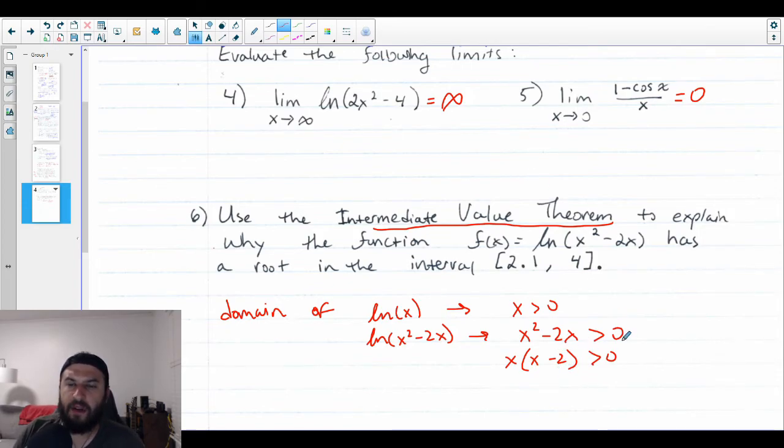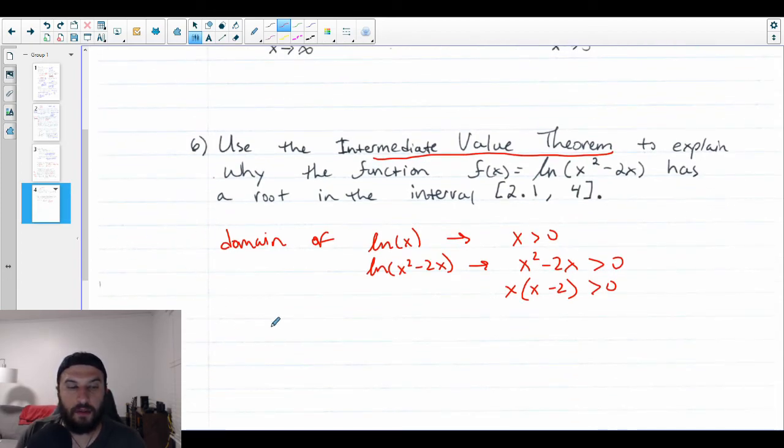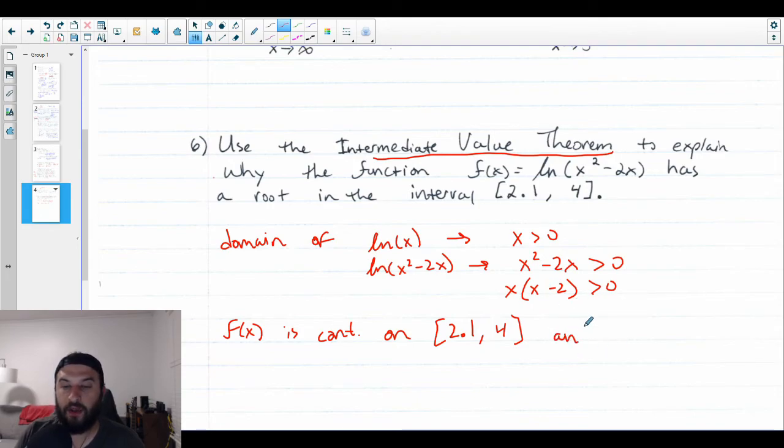So I'm going to go ahead and graph it, just to make sure no funny business is happening. But what this tells us also is 2.1 to 4 shouldn't be a big deal. There shouldn't be any discontinuities there. Okay, so we know that f of x is continuous on the interval from 2.1 to 4, so we can use the IVT. All right, so let's go ahead and find f of 2.1 and f of 4.